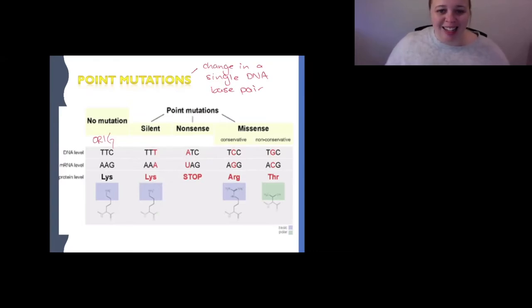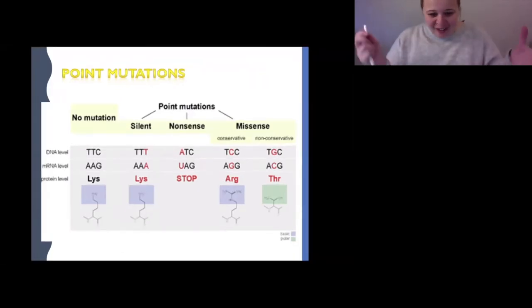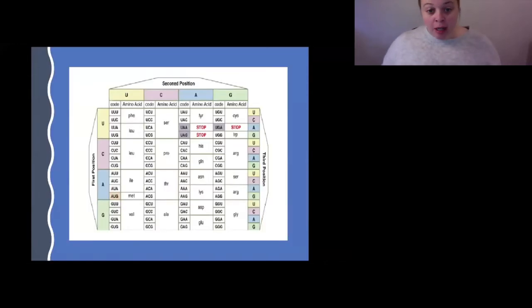So give me 1 second. I'm just going to pull up the codon table to help us with this. Good, I'm all ready now. So I didn't put this one in your book, but if you have access to an old copy of your codon table, you might need to pause, go and find it, and bring it back.